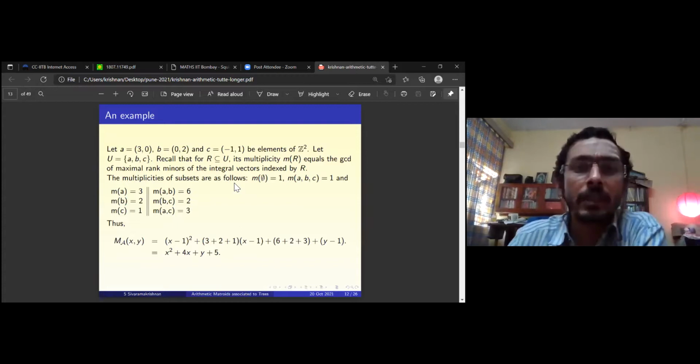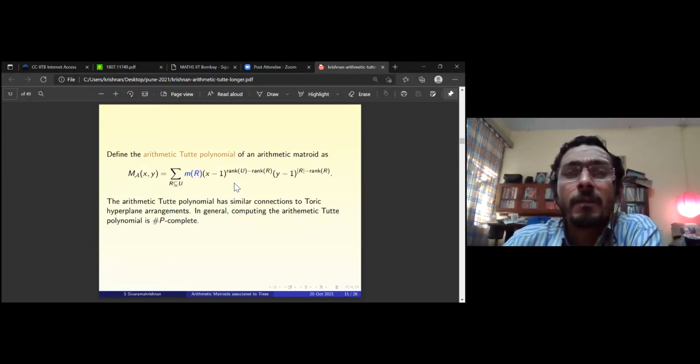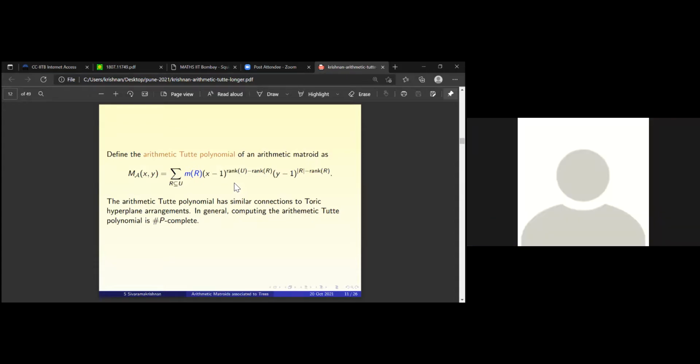So I'll give you an example just here. Is there some way of understanding why you're taking (x minus 1) to the rank U minus rank R is believable? Correct. Yeah. Why (x minus 1) to that and (y minus 1) to that? Why not x to that? Or something else.